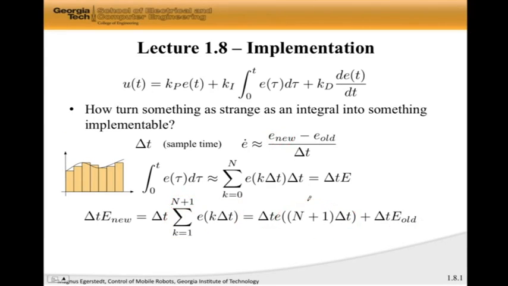Or, if I want to put it in a slightly more compact way, E new, where E is the sum of the errors, is E old plus the latest error, which is a little bit obvious. The new sum is the old sum plus the latest entry. So that gives me E new. And now, since I know that the integral is delta t times E, the integral term that I get here is simply delta t times E new, which gives me an approximation of the integral.